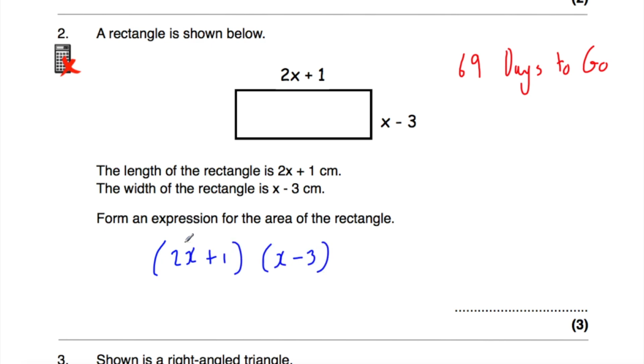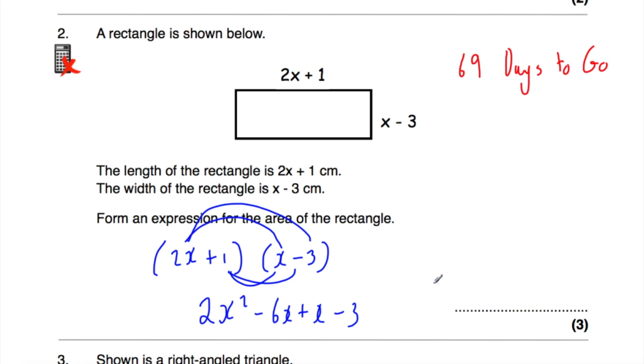Whenever we do that, 2x times x is equal to 2x squared. 2x times minus 3 would be minus 6x. 1 times x would be plus x, and 1 times minus 3 would be minus 3. Now let's simplify this. We've got 2x squared, and minus 6x plus x, that'll be minus 5x, and then we've got minus 3. And that's it. That's our expression for the area of that rectangle. And again, if you got that, well done.